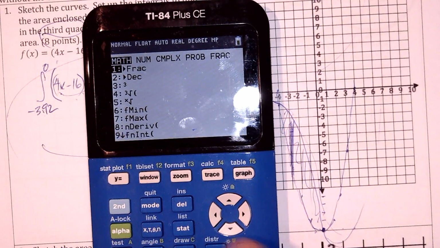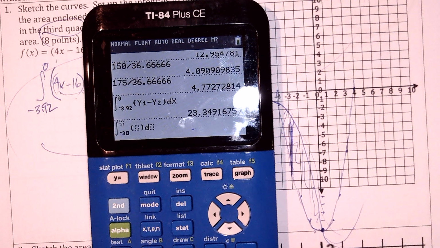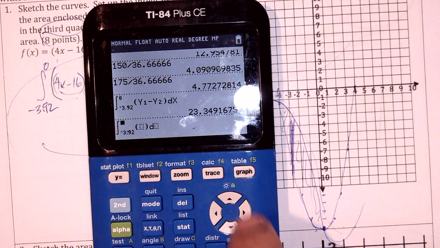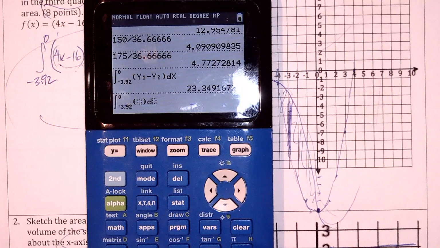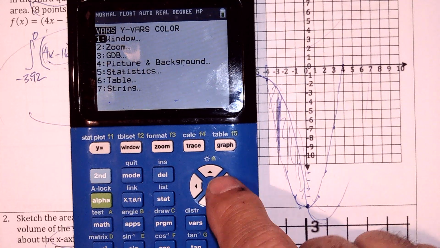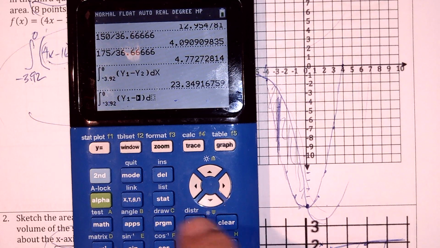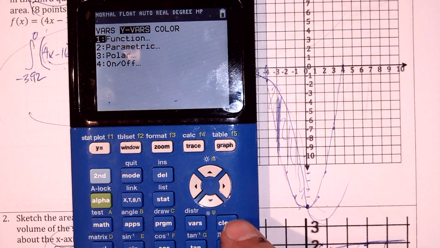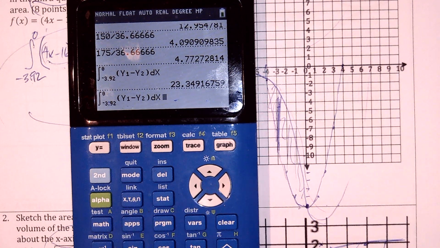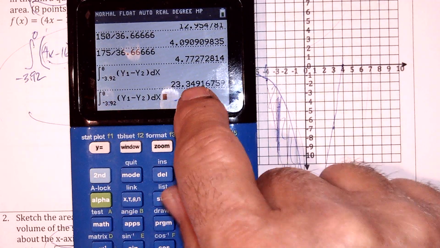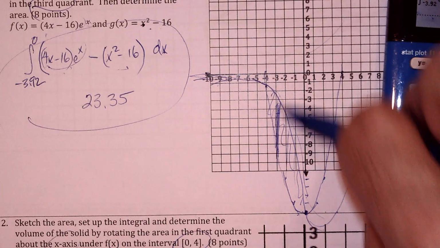So it's math, number 9, from negative 3.92, where they intersected on the x, to 0 of y1, so I push vars, function, y1, minus vars, function, y2, dx in those, and that's how I type that in, and you get the 23.349. That's the area of this.